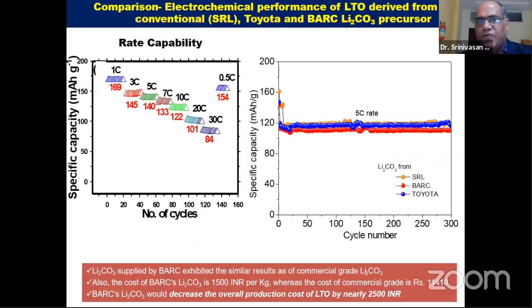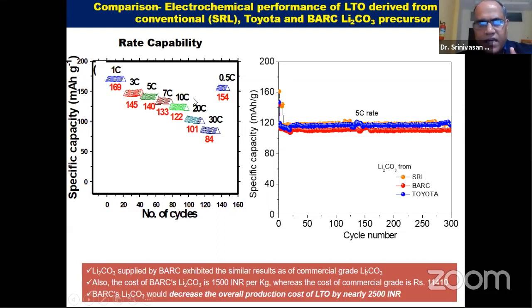And if you see the performance, the LTO synthesized from the BARC and SRL precursors and Toyota all give the same. Another thing is the rate capability: whenever you need high power, the LTO can deliver it. For example, 1C means 1 hour charging, and 10C means it can charge and discharge in only 6 minutes.